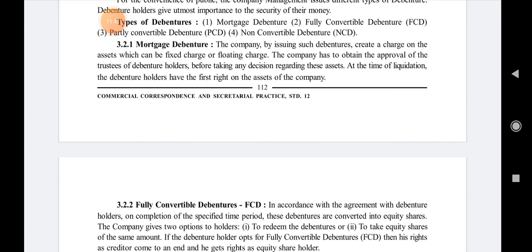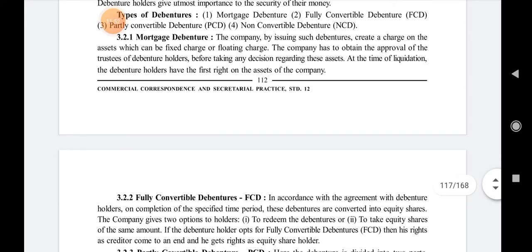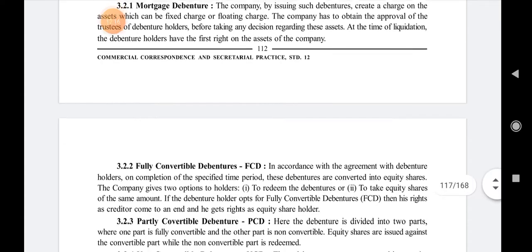See, if the company wants to sell that particular asset, at that time they have to compulsorily first of all get the permission of the debenture holder as well as the debenture trustees. At the time of liquidation, the debenture holder has the first right on the assets of the company. See, the debenture holder has the first right to get the repayment of the investment and for getting the assets which are invested, and they have a first right for the same.